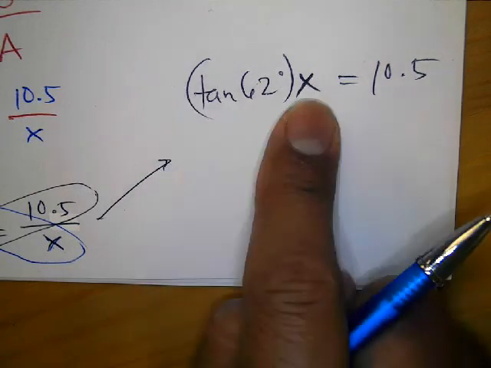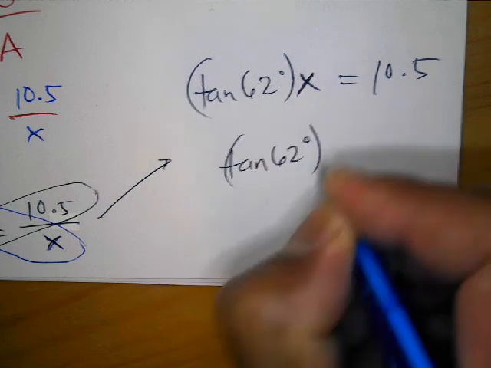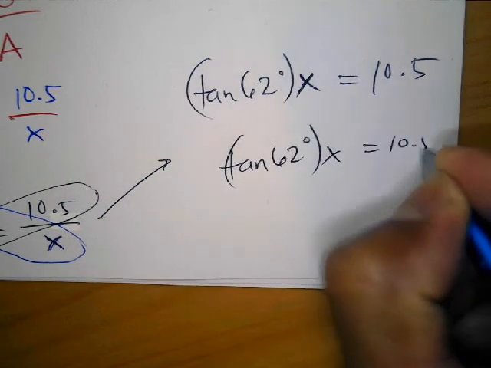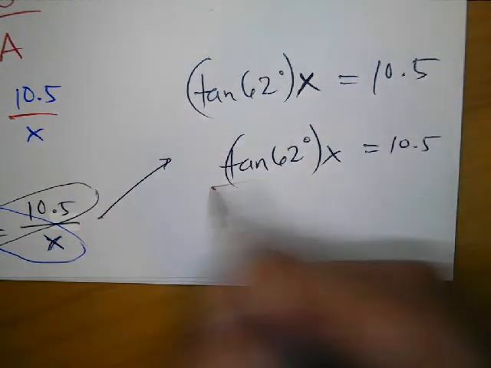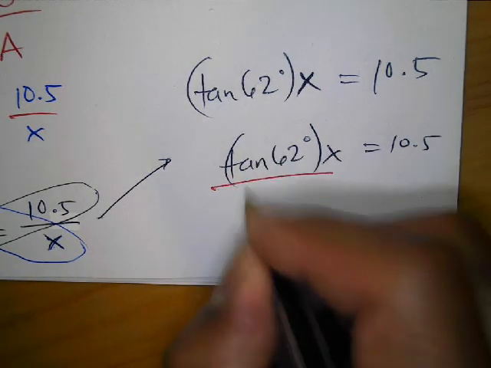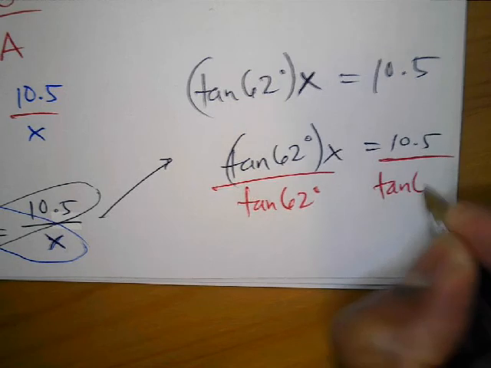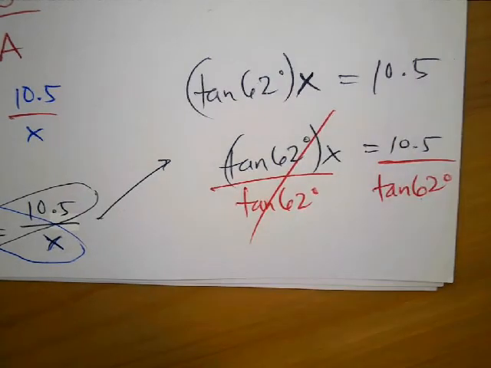And then, how do you finish this? Well, x is not by itself. It's this number times x. How do I just get x by itself? You divide by this number. I don't need to know this number right now, but I know it's a number. Divide by tangent of 62 to both sides.